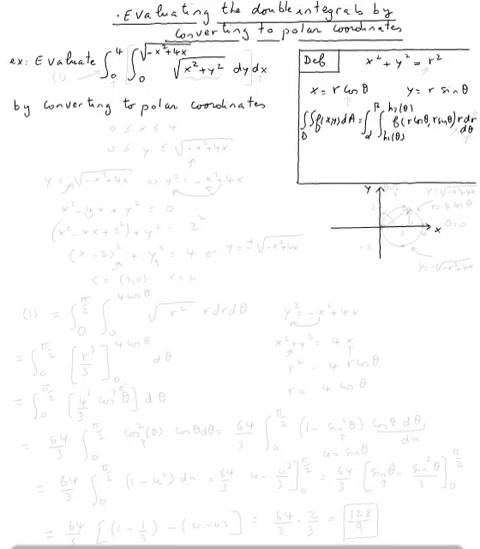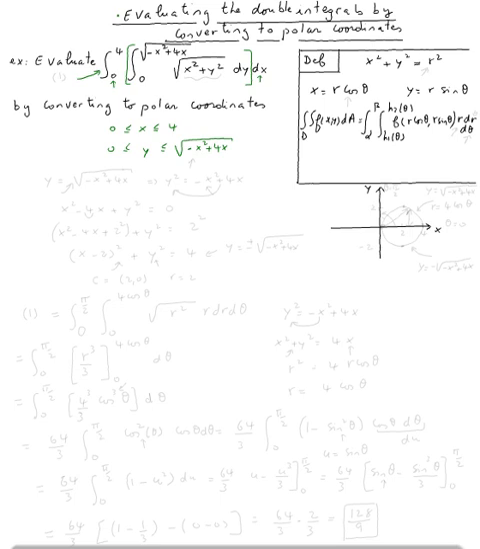The topic is evaluating double integrals by converting to polar coordinates. So let's do this example. We need to evaluate the double integral where x goes from 0 to 4, because there's a dx outside. So x is between 0 and 4, and because the inner integral has a dy, now y goes from 0 to the square root of negative x squared plus 4x.